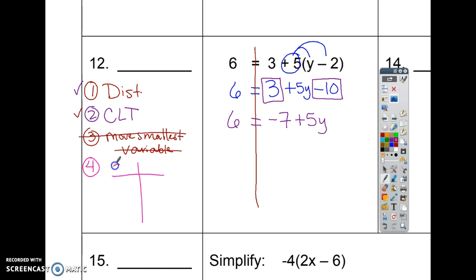So you make your table. See do, what's happening to the y. In this case, there's no x, so what's happening to that variable, the y, is being multiplied by 5. And is being subtracted by 7 because it has a negative 7. That means it's minus 7.